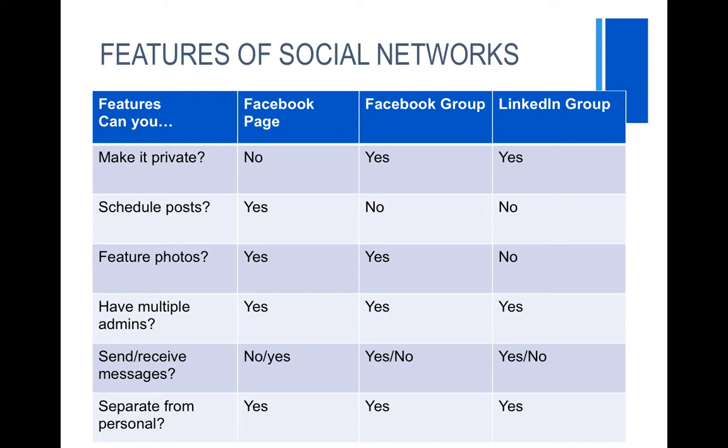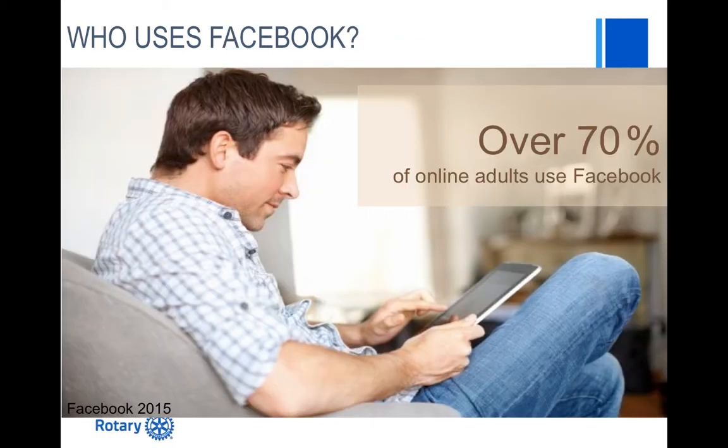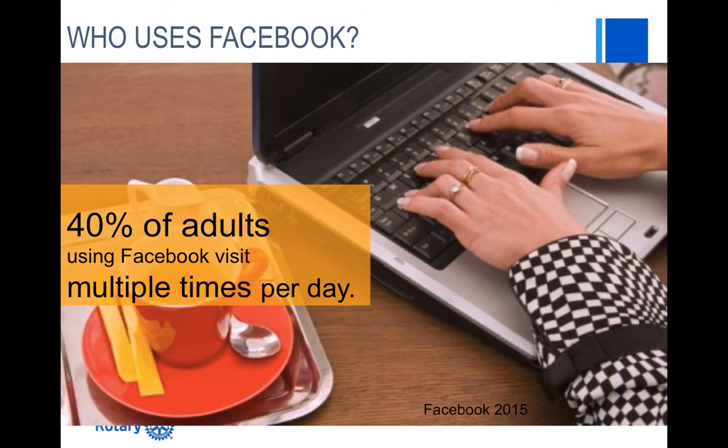So in Facebook's case, that means someone who is your friend on Facebook won't be forced to see the Facebook page or the Facebook page's posts. It's completely separate. So jumping right in, who uses Facebook? Well, it's over 70% of online adults. So it's definitely at saturation and it's not going out of style anytime soon. In fact, 40% of adults using Facebook visit multiple times a day.